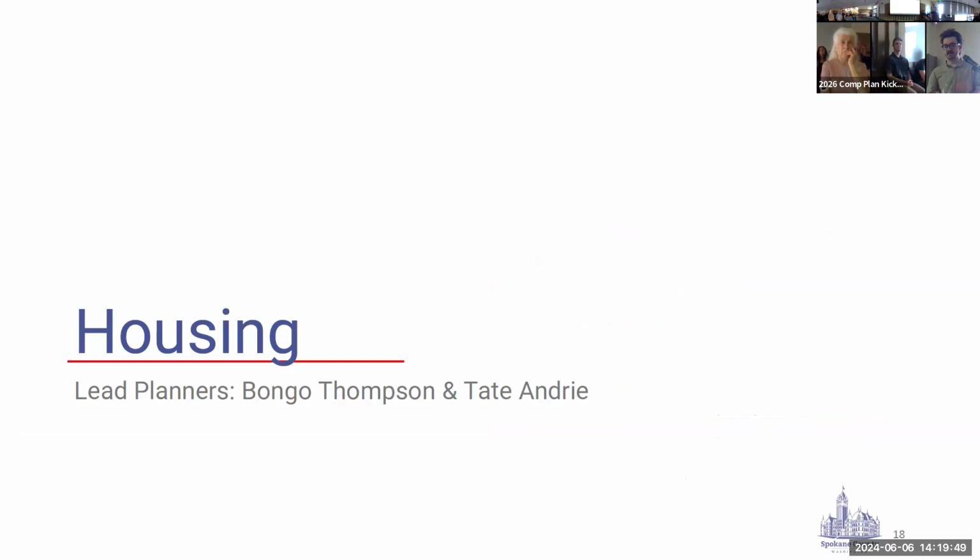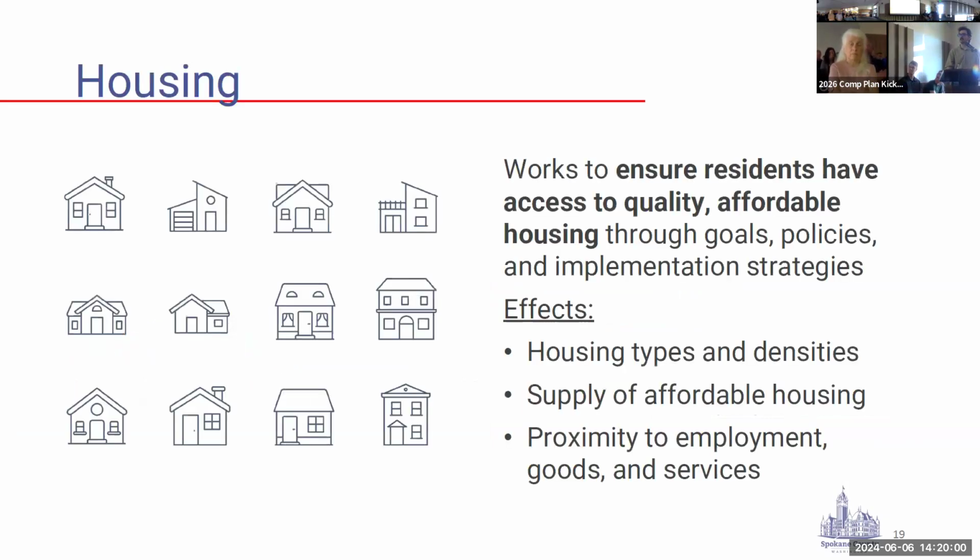The next one I'm going to talk about is housing. And this is something myself and my colleague Bongo Thompson are on. Bongo unfortunately can't be here today, but I don't think I'll have any issues explaining what's going on in this element. So the main purpose of this element is to make sure everybody has access to quality, safe, and affordable housing. And this affects many things. It's going to affect the supply of housing we have, the housing types and densities we have, and the proximity of those different housing types to all the amenities.